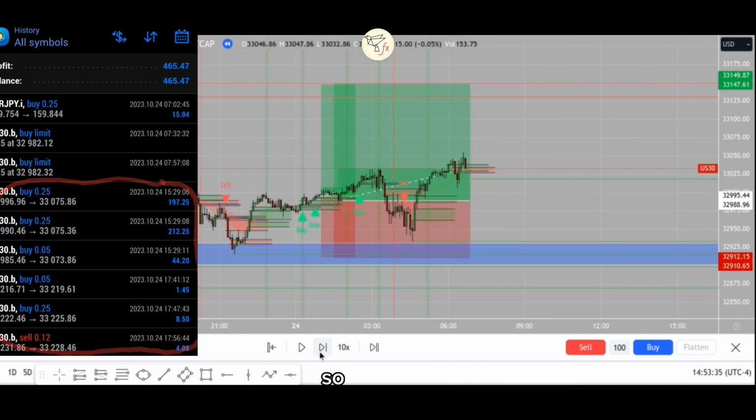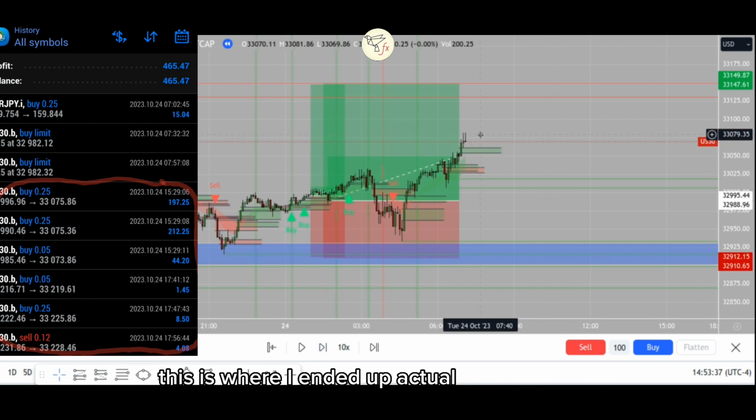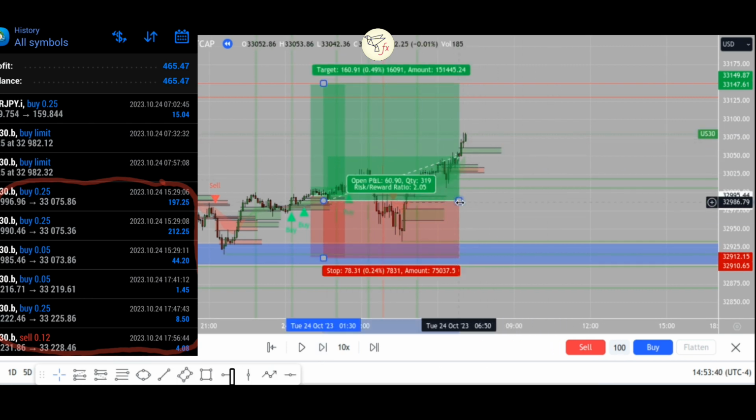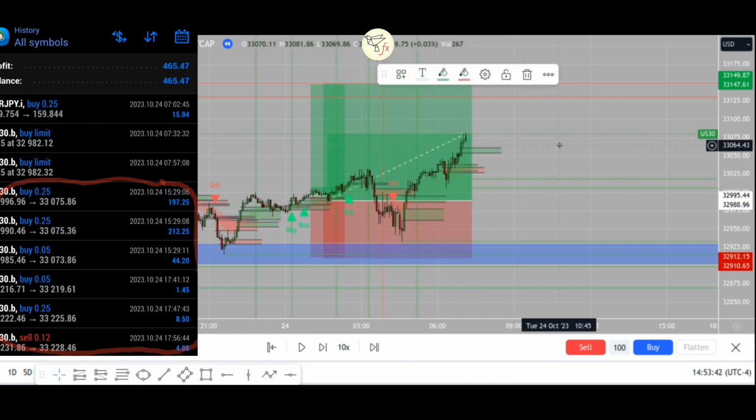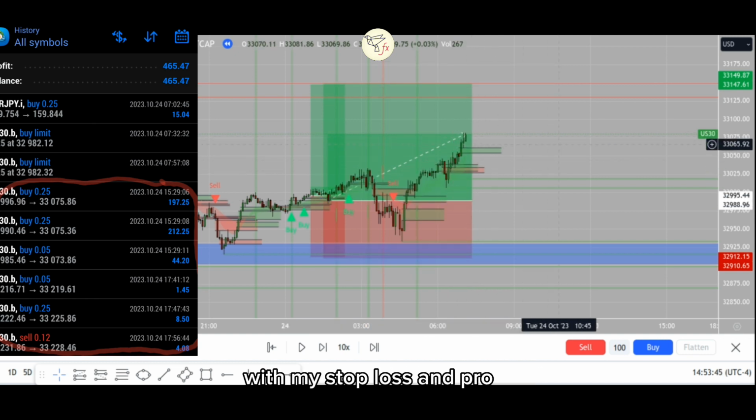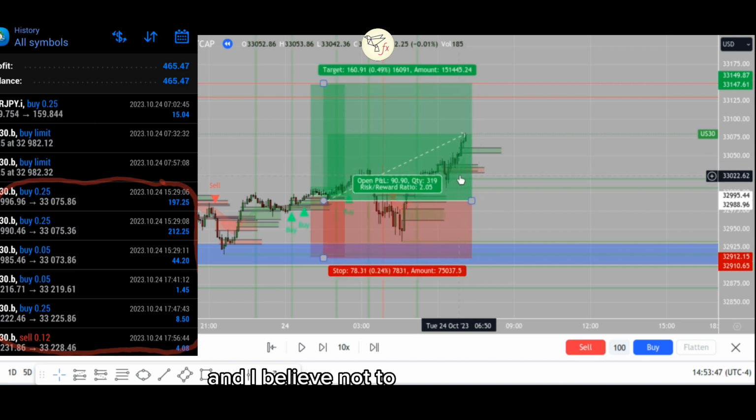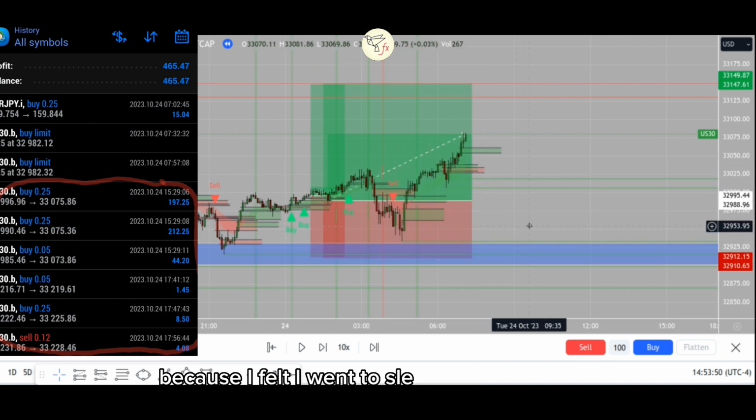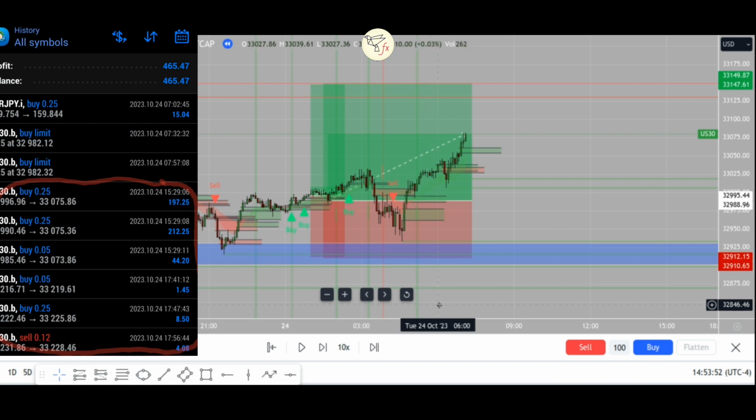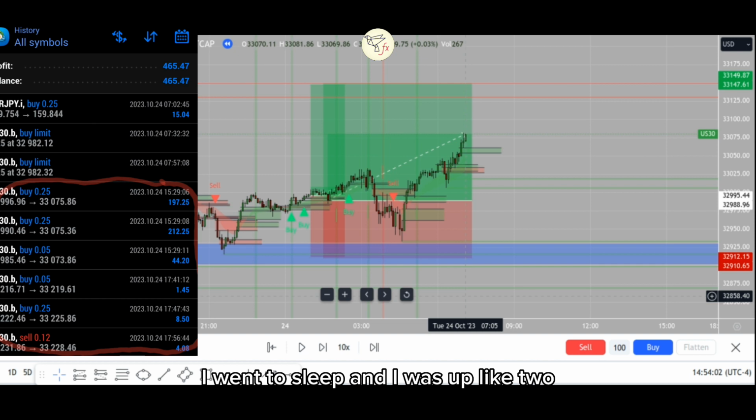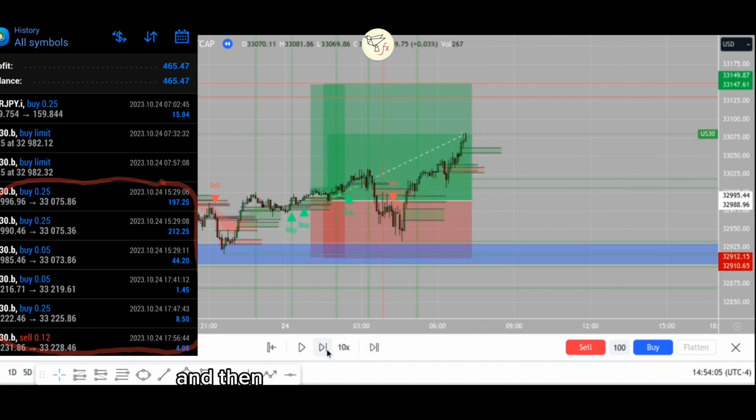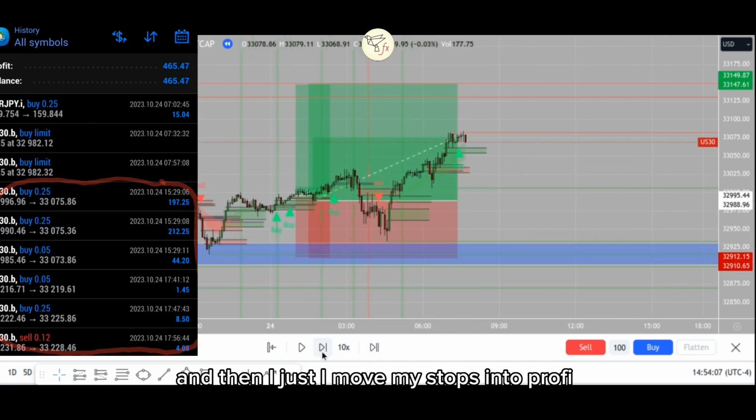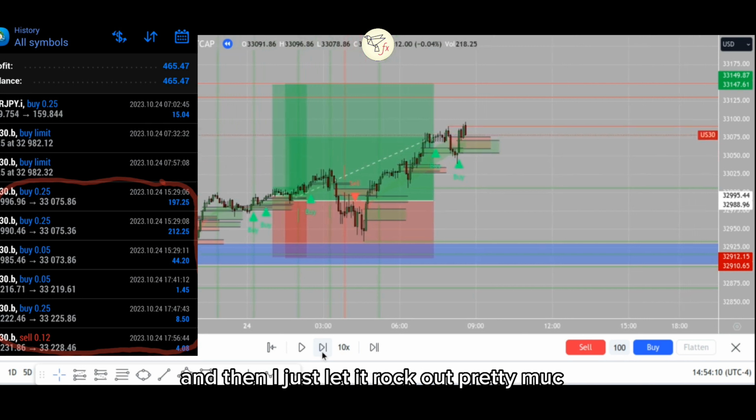All night. So basically, this is where I ended up moving my stop loss into profit. And I believe not too long after this, because I went to sleep around, let's say, 7 o'clock. So somewhere around here, I went to sleep, and I was up like 2.5%. And then I moved my stops into profit, and then I just let it rock out pretty much.